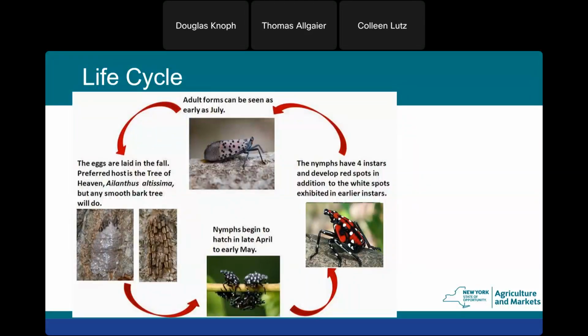They can't fly at that stage. However, when they do mature, they will still hop. They prefer to hop over fly, but they are pretty good flyers. And then again, as the summer progresses, you get to the middle of the summer, the adults will emerge, and then the cycle begins all over again.